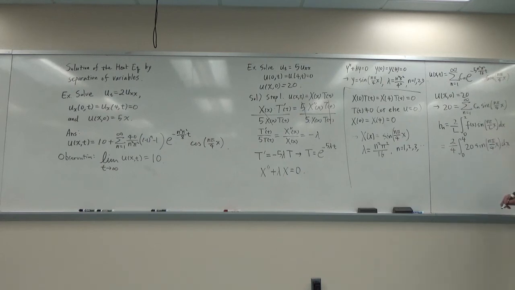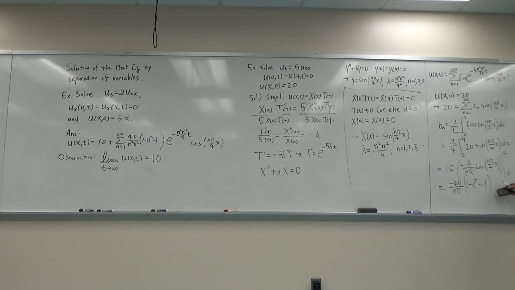And this doesn't even need integration by parts because it's just sine. So 20 can be brought outside. 20 divided by 4 is 5. 5 times 2 is 10. So you have 10 times the integral of this, which will be 4 over n pi with a minus cosine n pi over 4 x, and you plug in 4 and 0. And that's going to be negative 4 times 10 is negative 40, so it's negative 40 over n pi. And when you plug in 4, you get negative 1 to the nth power. When you plug in 0, you get 1, and you have to subtract those two. So that's your Bn.